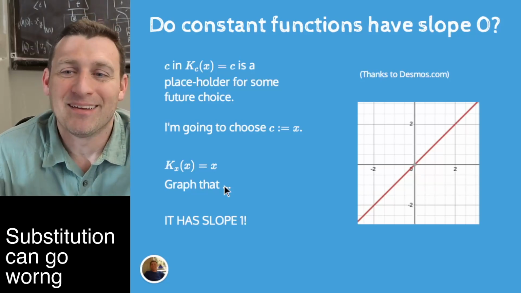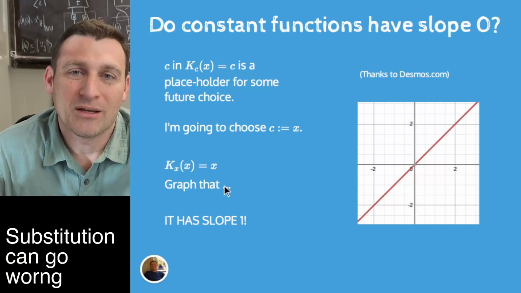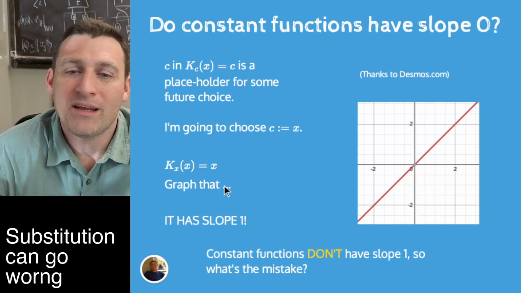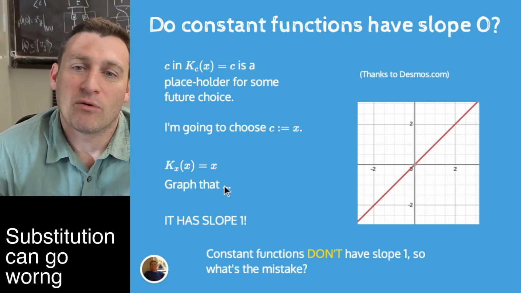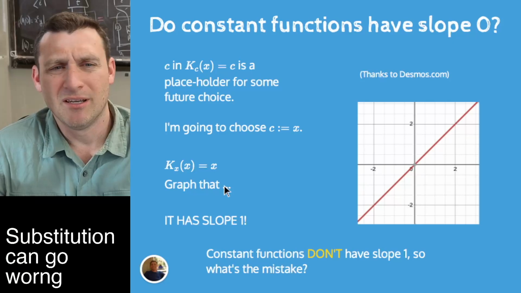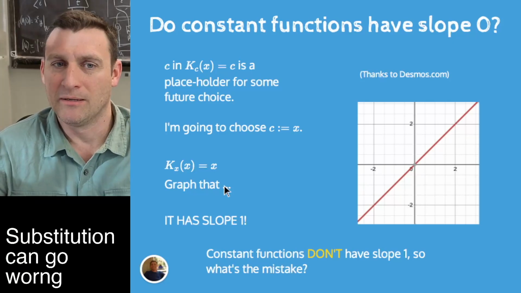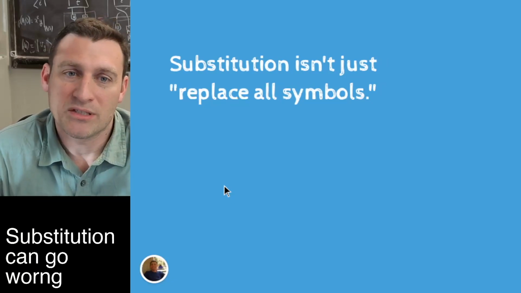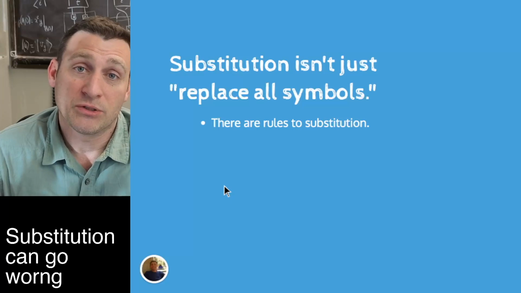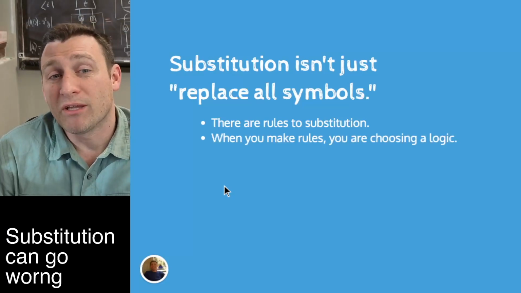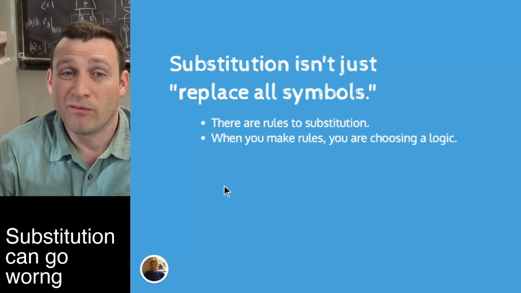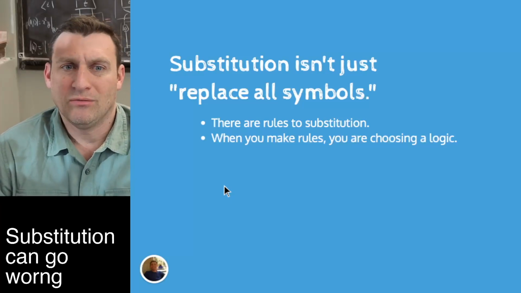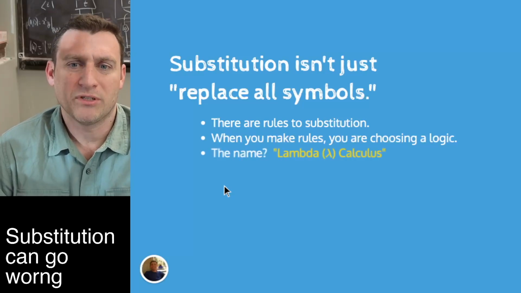This can't be right. A slope of a constant number cannot be 1. But what's really going on? What is explaining that this behavior was possible by substitution, but seems impossible from logic? The real truth is that substitution isn't just replace all symbols. There are rules to substitution. And the trouble is, when you introduce rules to anything you're doing, you're minimizing what you're allowed to do, and you're choosing clear logic. So we have to come up with a logic for substitution?